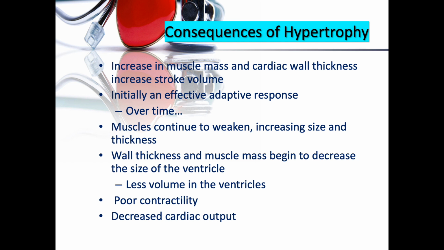However, over time, the muscles continue to weaken. They increase in size and thickness. This wall thickness and muscle mass begins to decrease the size of the ventricle. This means there is less volume in the ventricles, leading to poor contractility and decreased cardiac output. So in summary, all the adaptive responses that the body has will initially compensate for your decreased cardiac output. However, these very same adaptations eventually will cause the decrease in cardiac output that is the hallmark of heart failure.